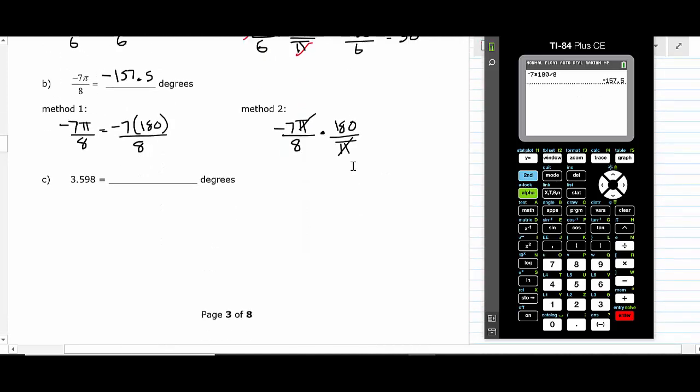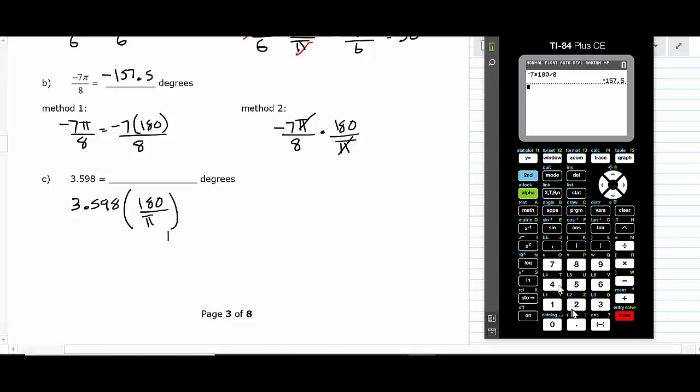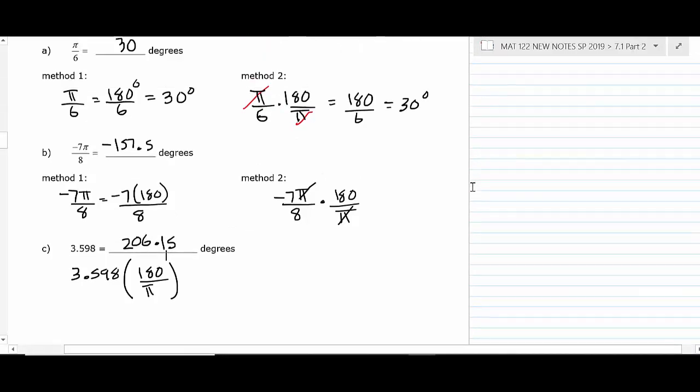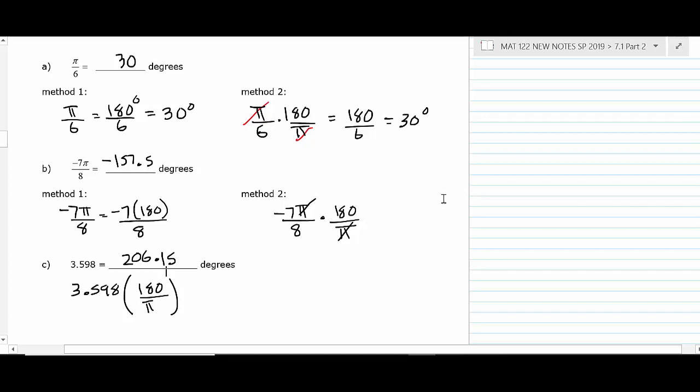And the next one, you can only do this one way. It doesn't have a pi in it. So this one, we're going to use the calculator. We're just going to multiply by 180 over pi, and then we'll round that off. So I'm going to do 3.598 times 180, and then divide by pi, and then I'll round that off. So that's about, I'll just round to 2 decimals, 206.15 degrees. Any questions about what I've done there?